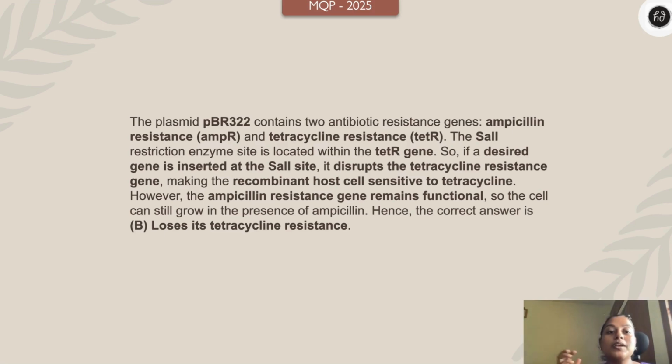If you incorporate a gene there, it will disrupt the tetracycline gene. Thereby, it becomes tetracycline sensitive. But ampicillin will remain functional, right? And they can still grow in the ampicillin rich medium, but not in tetracycline because it will disrupt the tetracycline site. Okay, so the correct answer is it loses its tetracycline resistance.